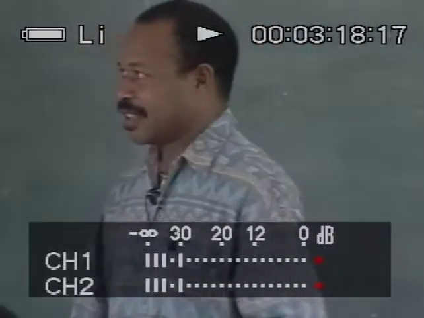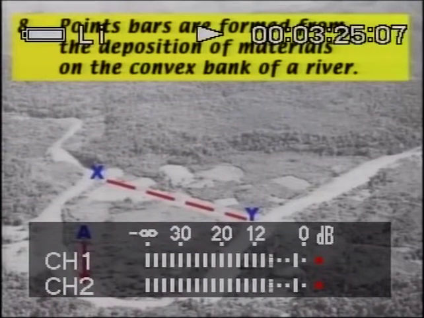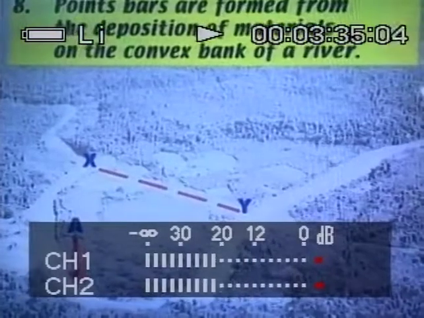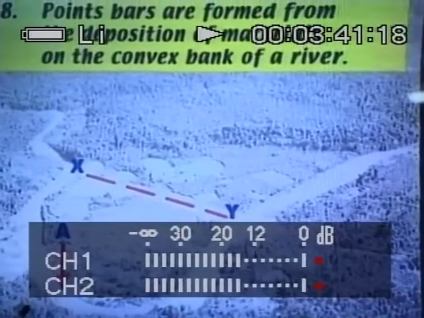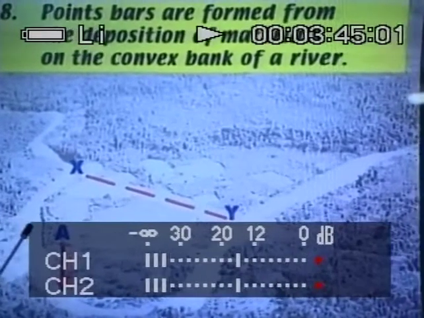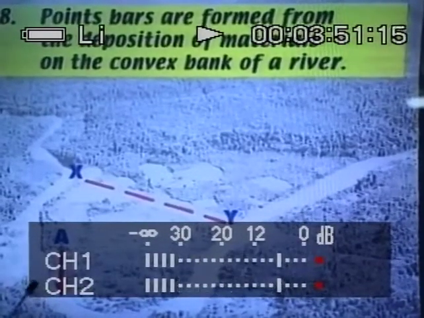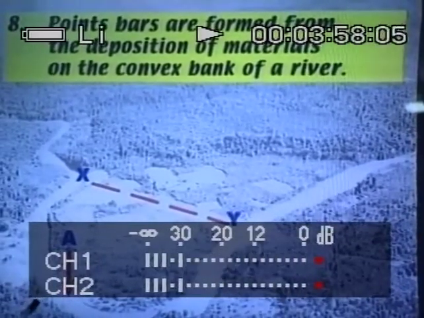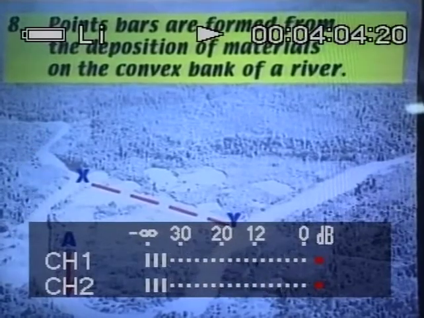Point bars in this case are basically formed from the deposition of materials on the convex bank of a river. If we look at the meandering river here, and at the flow of the river, it is fastest on the concave side. The flow on the convex side of the river is very slow. So we have erosion taking place on the concave side of the river bank, and deposition on the convex side, forming the point bars.